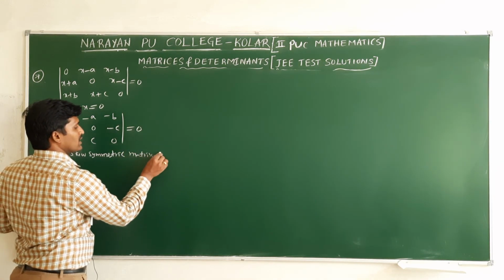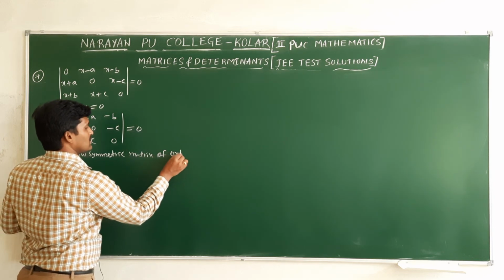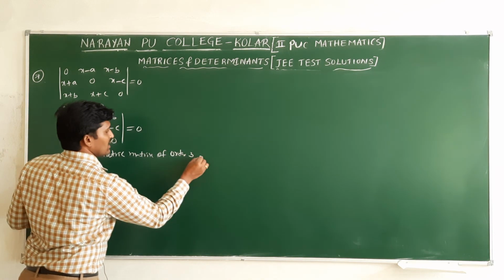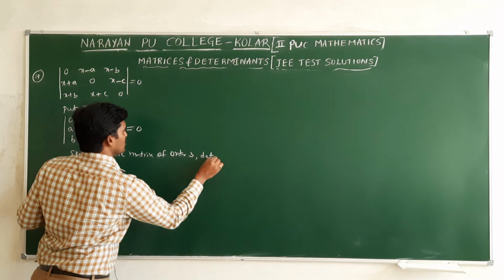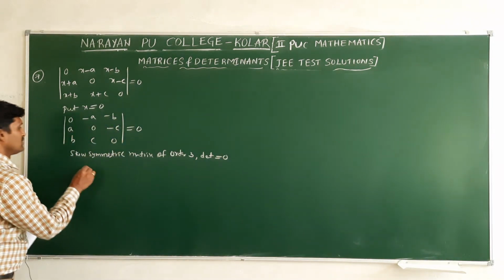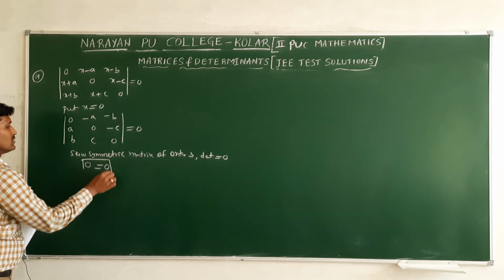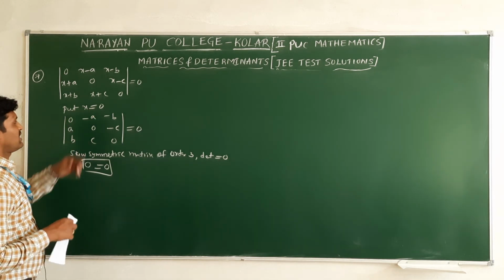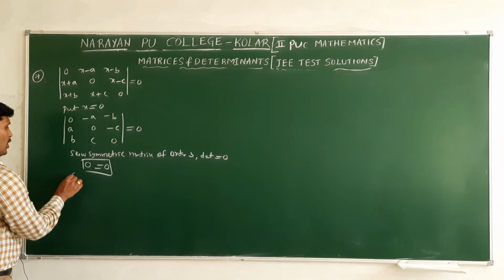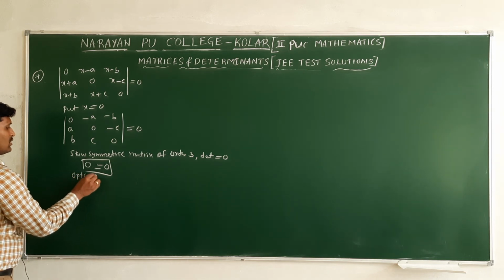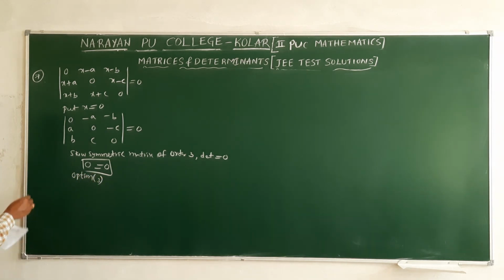That is already the given statement: for a skew symmetric matrix of order 3, the det value is 0. That's why it is 0 equal to 0. Now, which value of x is satisfied? x is equal to 0. That is option 3, the correct one. No need to expand, it is not required either.